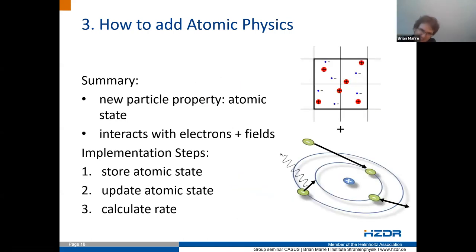So as a summary, what we actually want to do is give the Higgs particles a new property, specifically the Higgs ions, namely an atomic state. And we want to model the interactions with electrons and fields of this atomic state. The implementation is essentially split up into three different steps. First, how do we store this atomic state? Second, of course, how do we update the atomic state? And the third is how do we actually calculate the weights we need for updating the state.